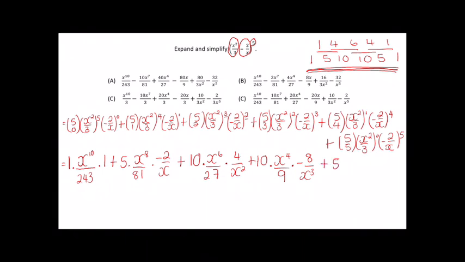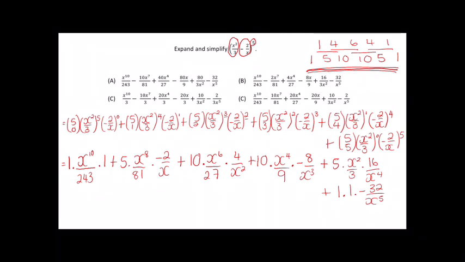I've then got plus 5 times x squared over 3 times, this time it's going to be a positive because it's an even power. 2 times 2 is 4, times 2 is 8, times 2 is 16 over x to the power of 4. And my last part, 5 choose 5 is 1, anything to the power of 0 is 1. And then I've got negative 32 over x to the power of 5.